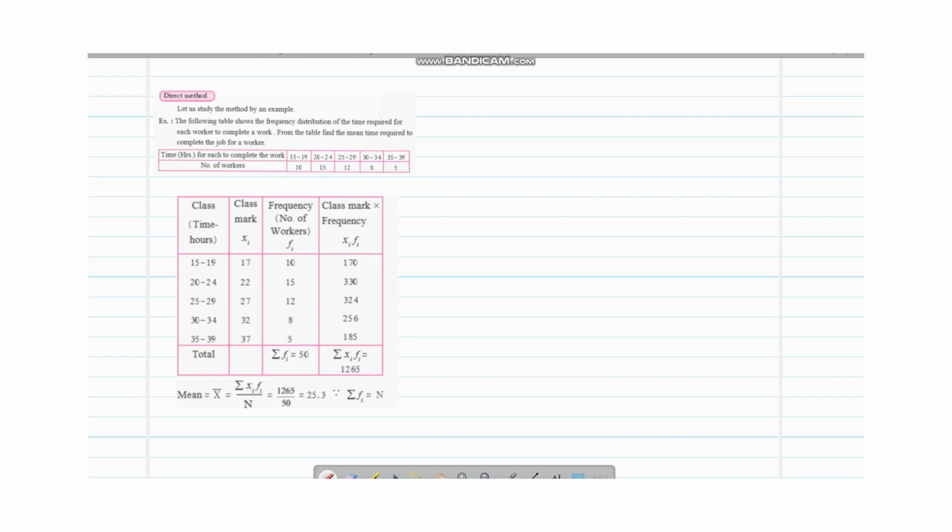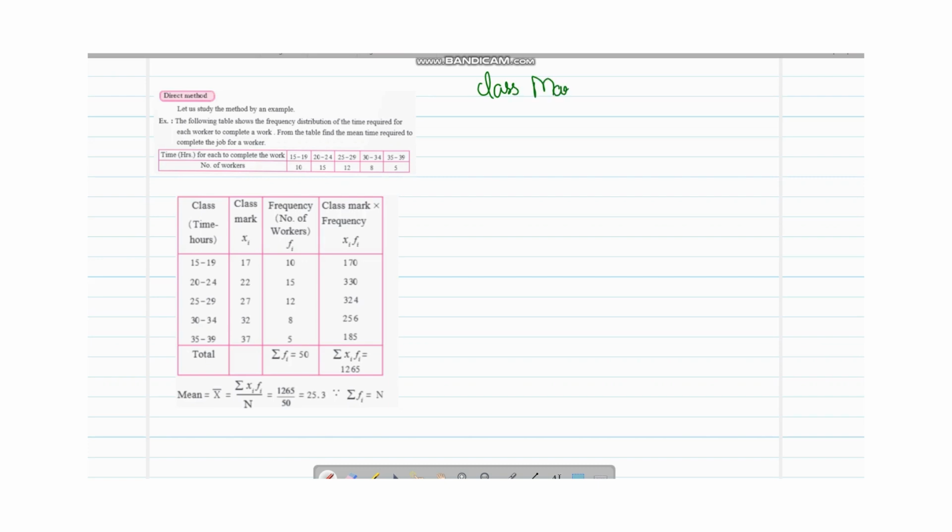So now we are going to start with all the three methods. First one is the direct method. So in the direct method, the following table shows the frequency distribution of the time required for each worker to complete a work. From the table, find the mean time required to complete the job for a worker. So we will divide this table into 4 parts: first class, then class mark, frequency and class mark times frequency. Write down what is class mark.